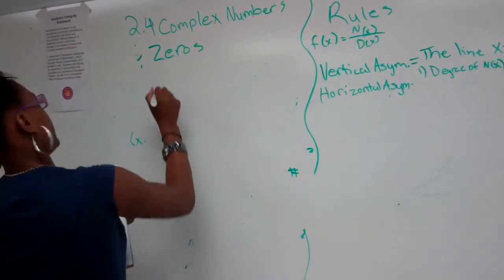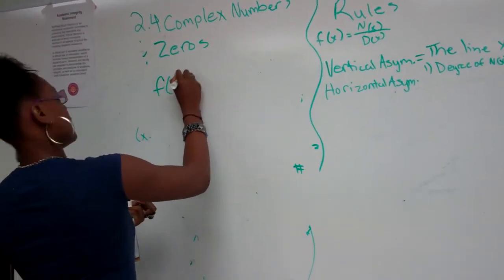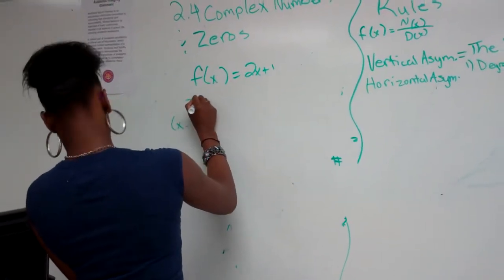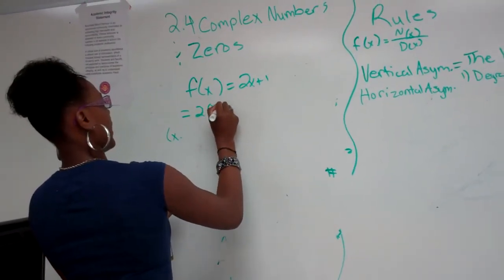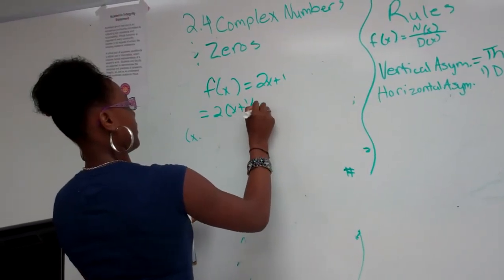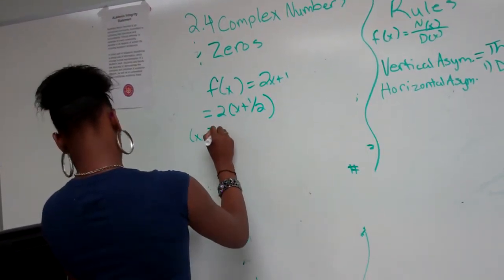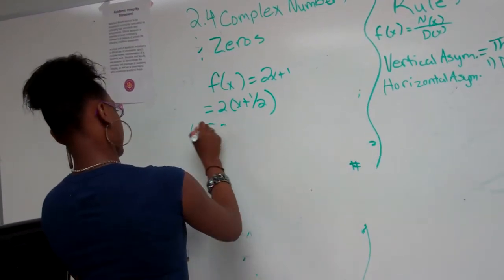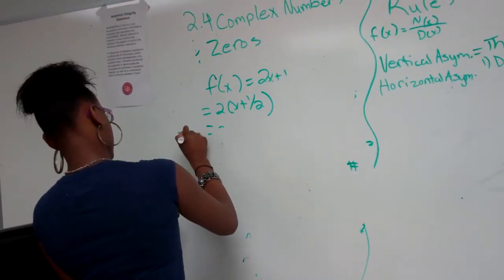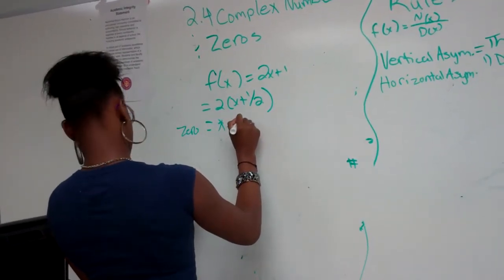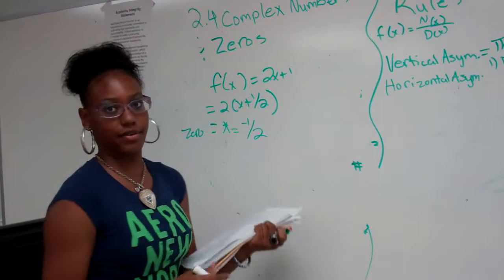Another example would be f(x) equals 2x plus 1. So it would be equals 2(x plus 1 half). And then the zero would equal x, which would equal negative 1 half.